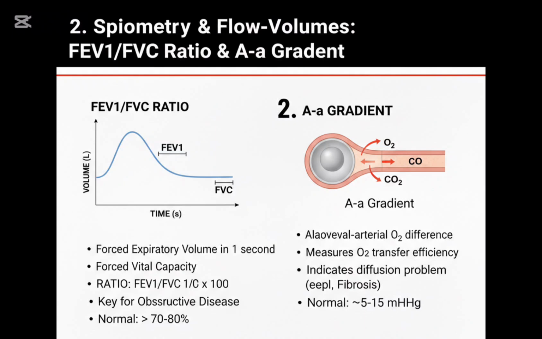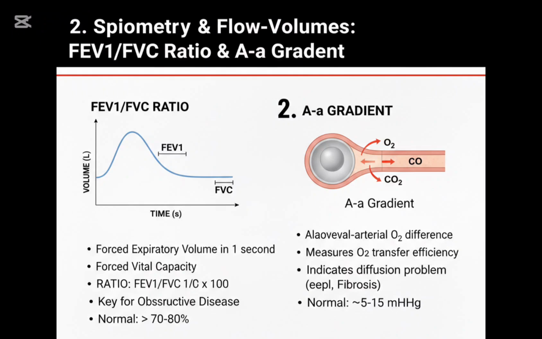Next, the A to A gradient, or alveolar to arterial oxygen gradient, measures the difference between oxygen in the alveoli and oxygen in arterial blood. It helps determine whether hypoxemia is due to ventilation problems or diffusion/perfusion mismatch. A widened A-a gradient suggests impaired gas transfer across the alveolar membrane, or V/Q mismatch.